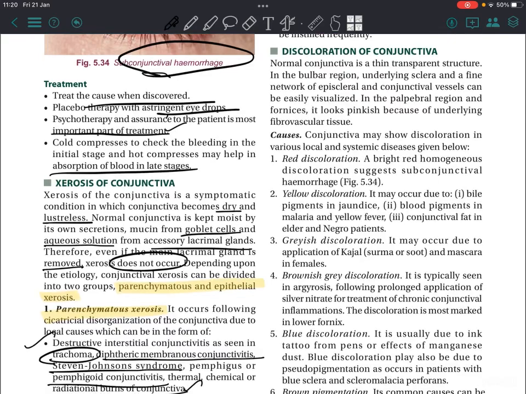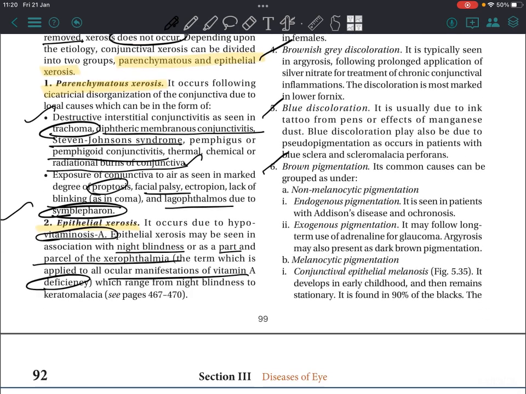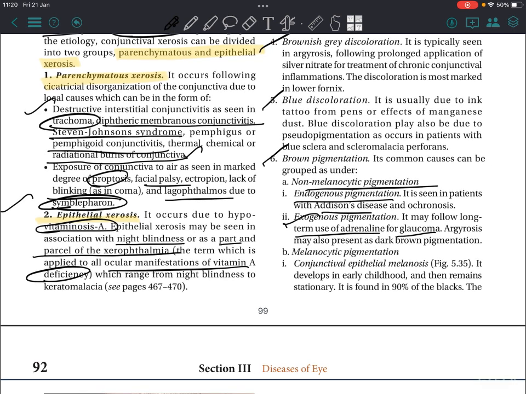Discoloration of conjunctiva. Conjunctival red discoloration, yellow discoloration, greyish discoloration, brownish discoloration, blue discoloration, brown pigmentation, which include non-melanocytic pigmentation, endogenous pigmentation in Addison disease, exogenous in glaucoma. It may follow due to long-term use of retinal glaucoma.